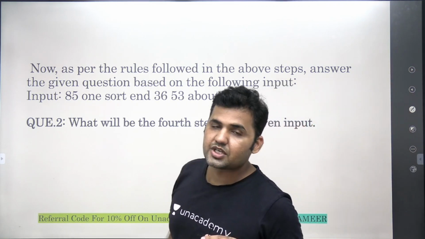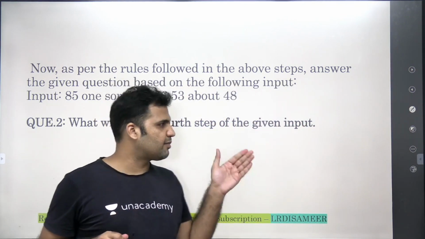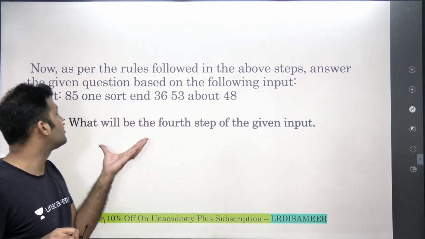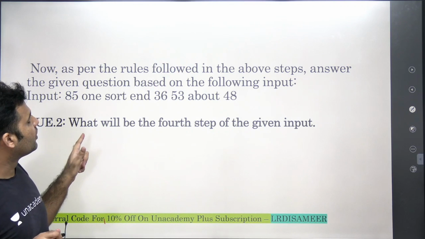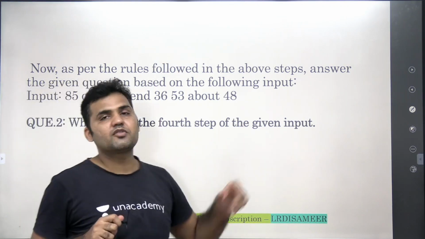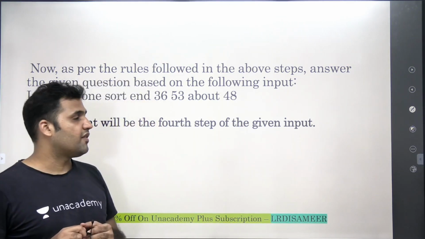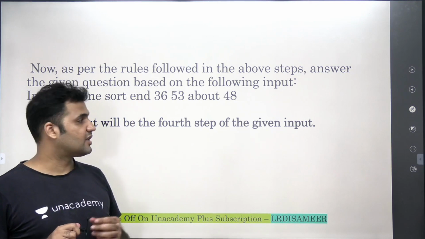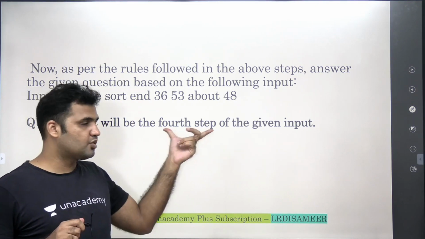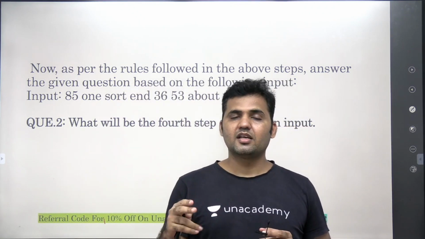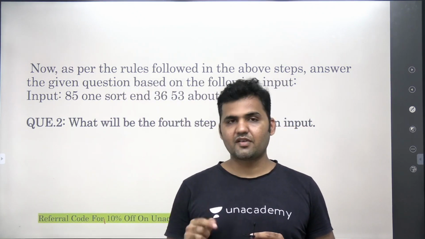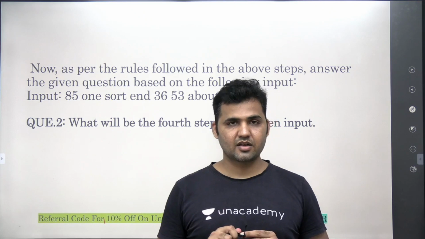Now let's use the rule to answer questions number 2, 3 and 4 with the ranking method. We'll not do the questions with the step-by-step method. Now for example, here in this question, you have this input and the examiner is asking you what will be the 4th step of the given input. Now if I have to use the conventional method, I will be writing down to reach the 4th step arrangement. I'll first write down step 1, then step 2, then step 3, and then step 4.